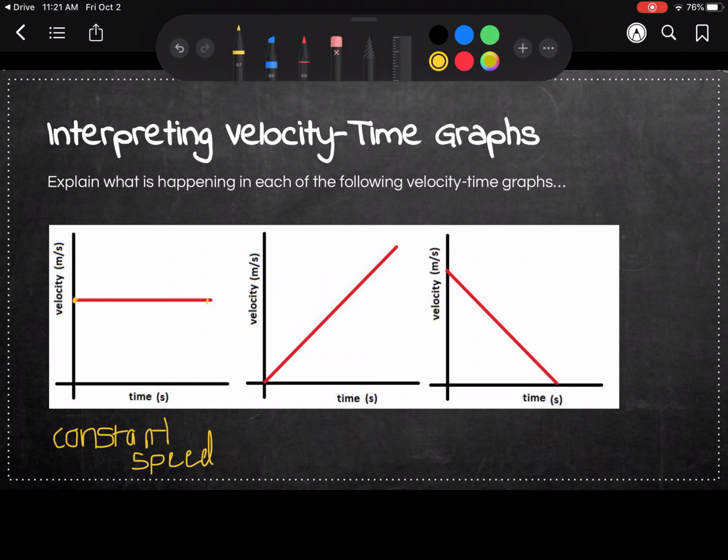This next one, they would be speeding up because as time goes on, their velocity gets larger, right? This is a larger velocity as you go up, so this would be speeding up. And then the next one, hopefully you have a good guess that if your velocity is going down, you would be slowing down.